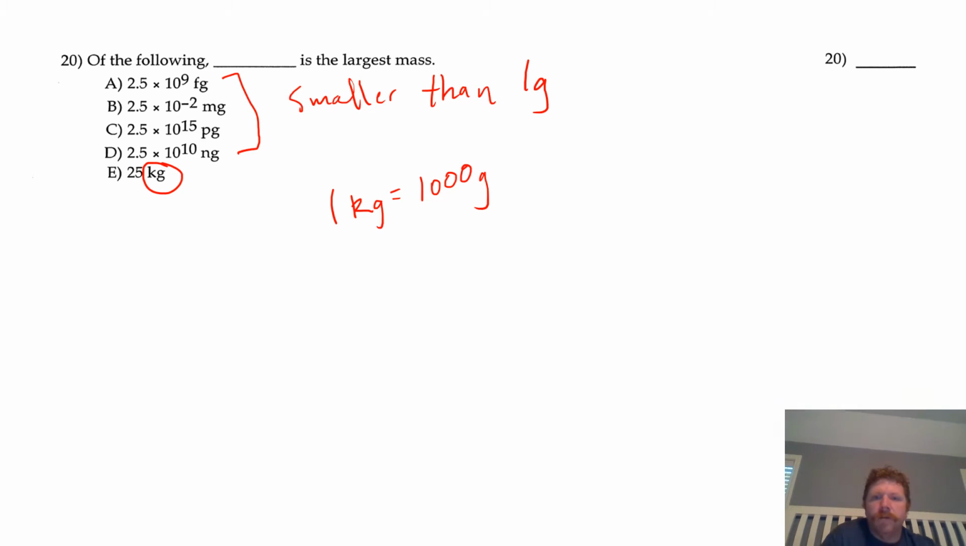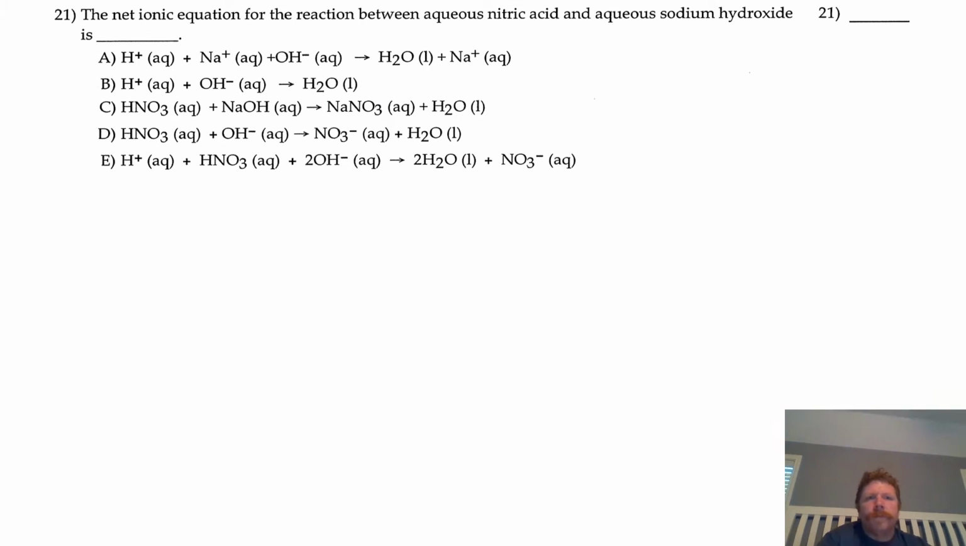So we're above that gram threshold. So E is our best option for that one. And that's our answer. The net ionic equation for the reaction between aqueous nitric acid and aqueous sodium hydroxide.